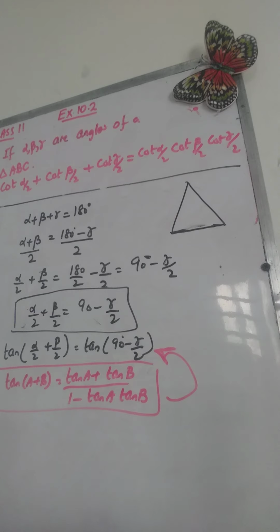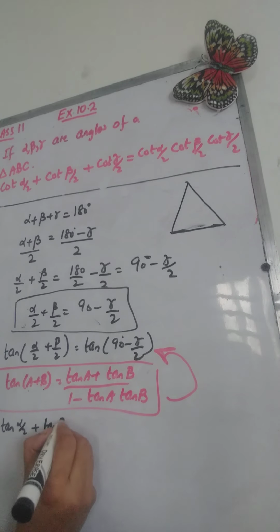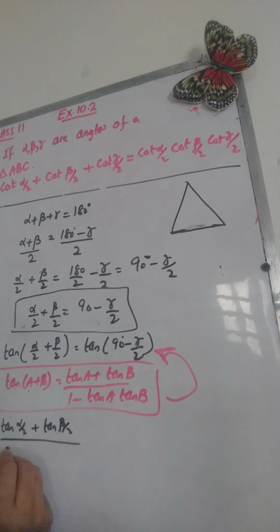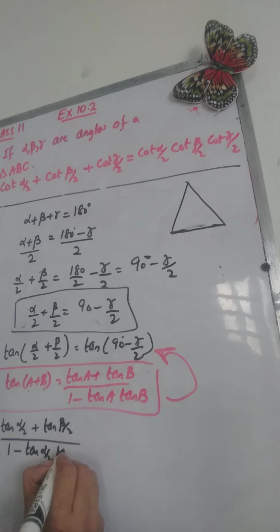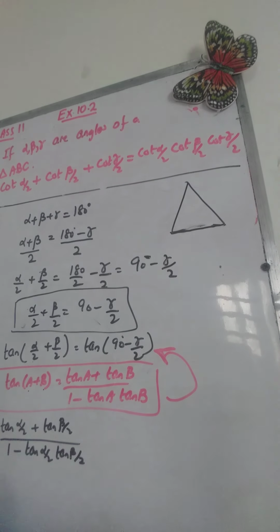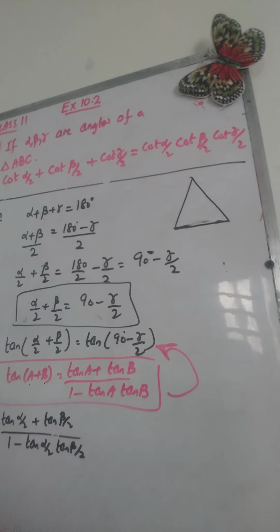On the left hand side, using this identity, in place of a I have alpha by 2, in place of b I have beta by 2. So I am going to apply this identity on the left hand side, and we will get tangent alpha by 2 plus tangent beta by 2 over 1 minus tangent alpha by 2 tangent beta by 2.